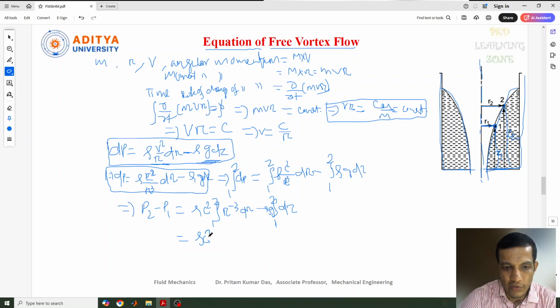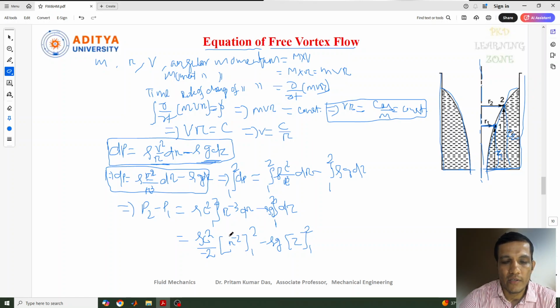So rho C square, and r to the power minus 3: if you integrate this from limit 1 to 2, we get minus 2 in the denominator, and r to the power minus 2, with upper and lower limits 1 to 2. Similarly for rho g, the integration of dz will give z, also from 1 to 2. So this is the equation we are going to get.